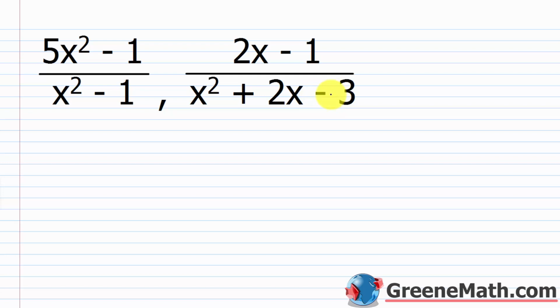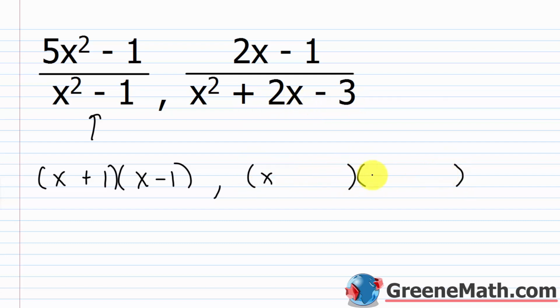Okay? Just like we did with numbers. So what is x squared minus 1? That factors into the difference of squares. This is x plus 1 times x minus 1. What is x squared plus 2x minus 3? Let's go ahead and factor that guy.